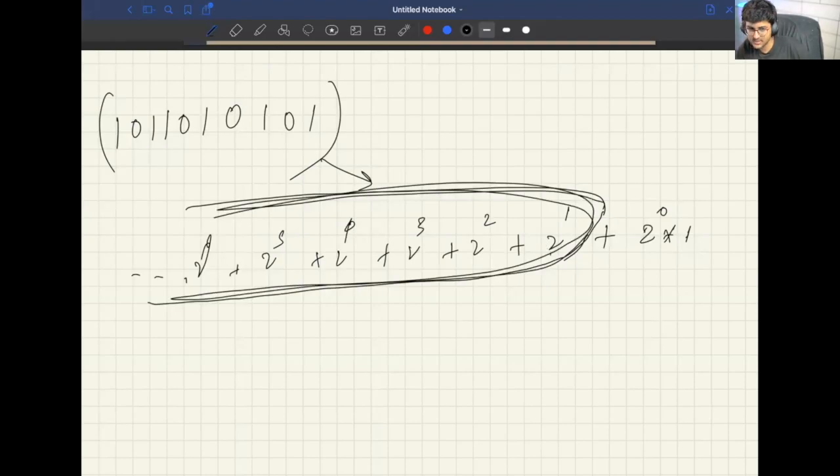Because 2 raised to power 1 plus 2 raised to power 2, 2 raised to power 3, 2 raised to power 4, 2 raised to power 5, 2 raised to 6. This will always be even. Does that make sense to everyone? The only thing that will determine whether the whole number is even or not is this thing. So if this is equal to 1, then the whole number will be odd, because even plus 1 is odd. If this is 0, then the whole number will be what? Even, because even plus 0 is even.